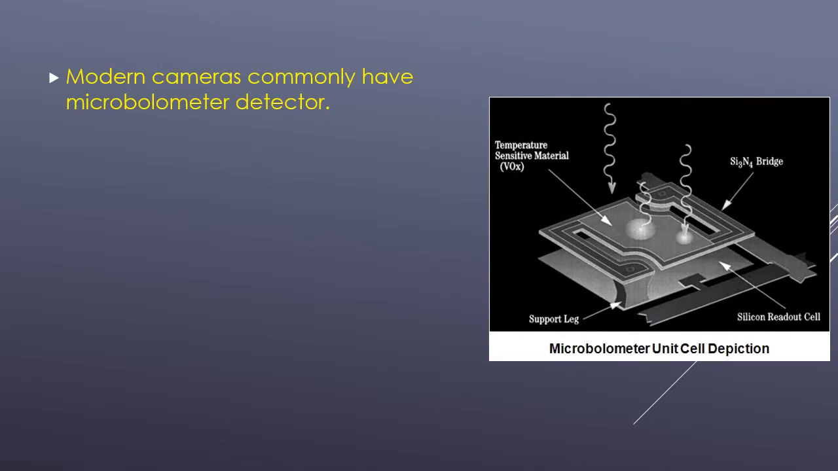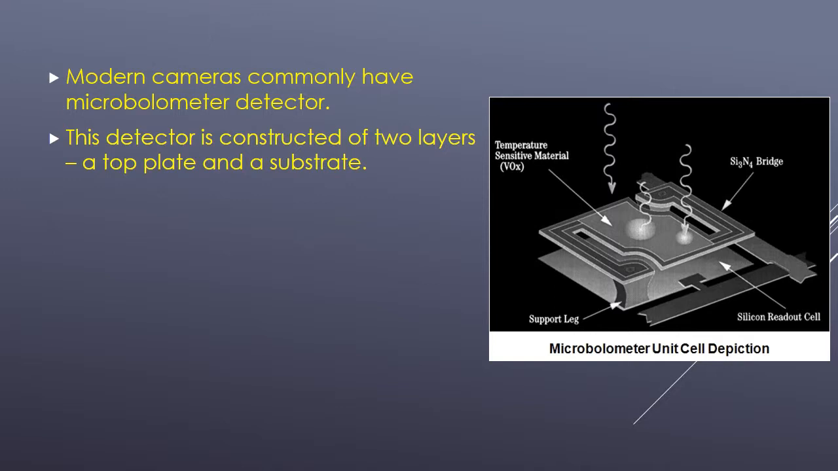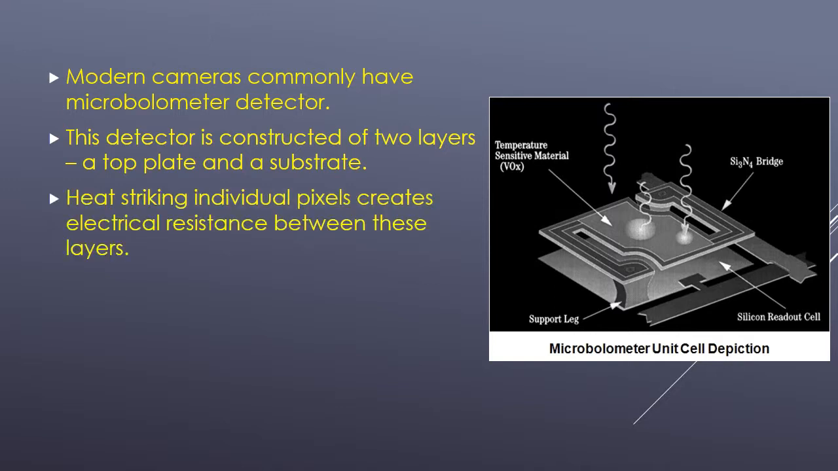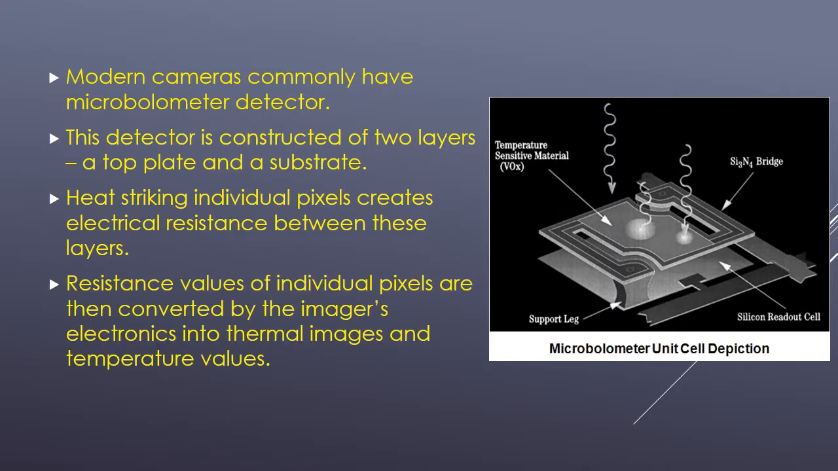The most common detectors found in today's modern cameras are known as microbolometers. This microbolometer detector is constructed of two layers, a top plate and a substrate. Heat striking individual pixels creates electrical resistance between these layers. Resistance values of individual pixels are then converted by the image electronics into thermal images and temperature values.